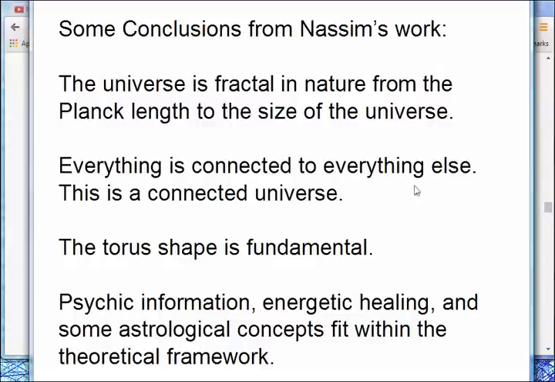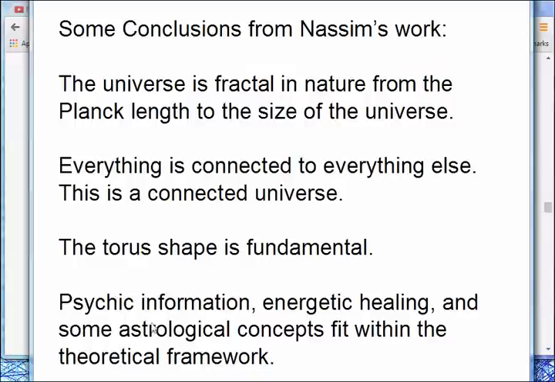Also, everything is connected to everything else. Nothing is separate. So you combine the fractal nature of the universe with the fact that nothing's separate. It sounds almost like astrology. Also, the torus shape is fundamental. That's the connection to VBM. VBM has a connection to the ruling planets of the signs. So we're seeing how things are beginning to relate and connect together.